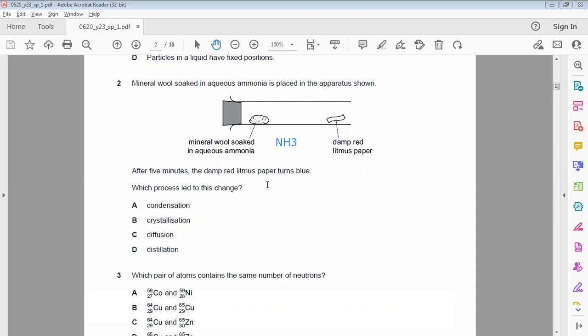Which process led to this change? Well, as you know, ammonia is a gas, so it can diffuse from one area to another. The molecules are in random motion, and they will eventually reach the damp litmus paper, and they will turn it blue. So the option is definitely C. Let's take that. C. All right, let's move on.